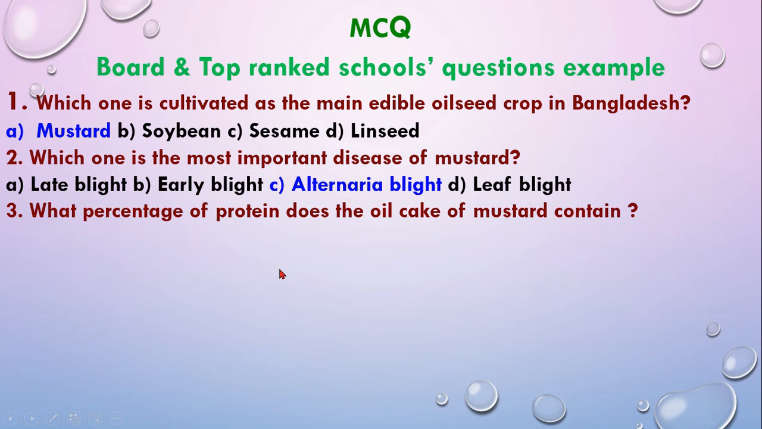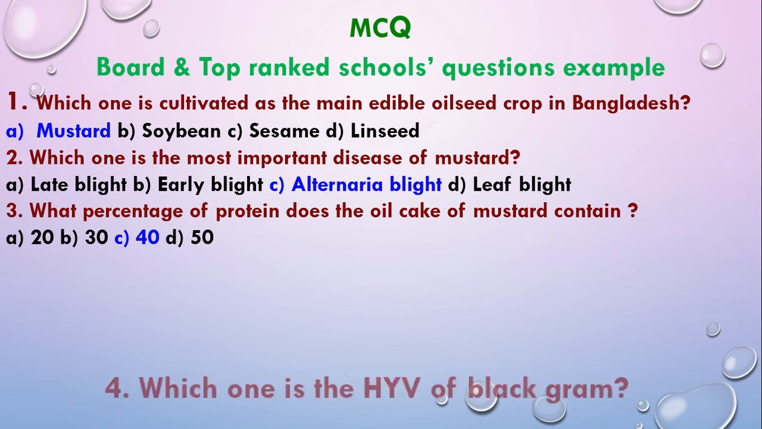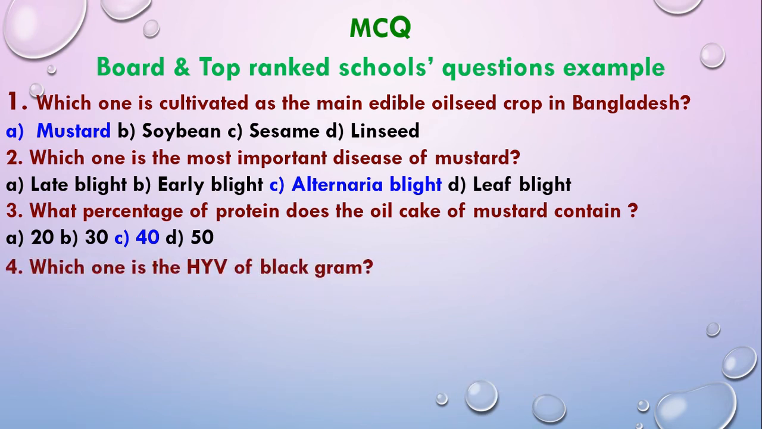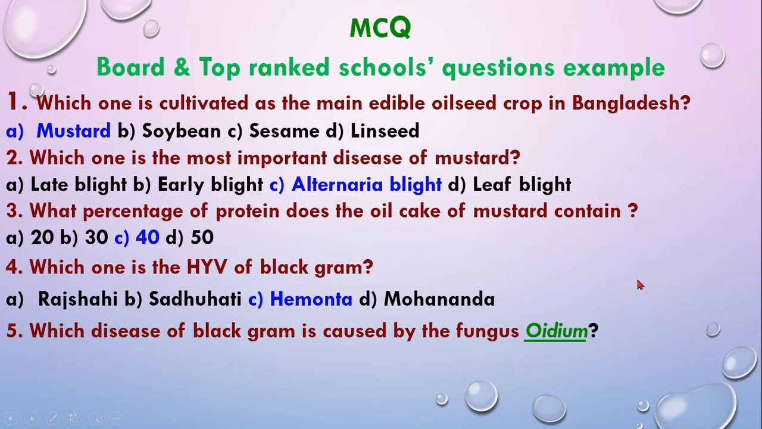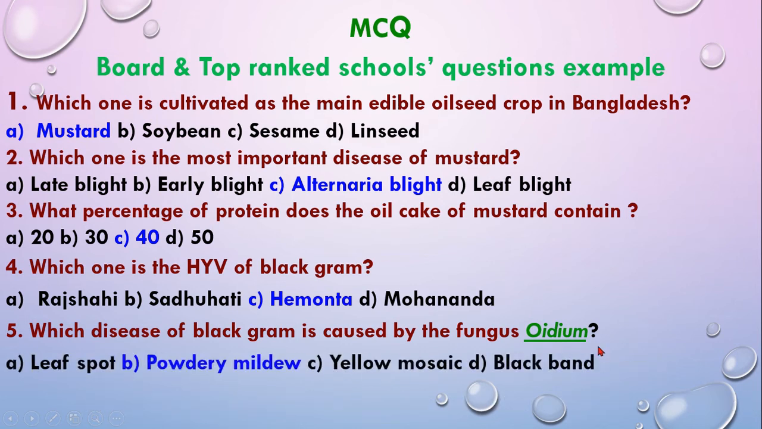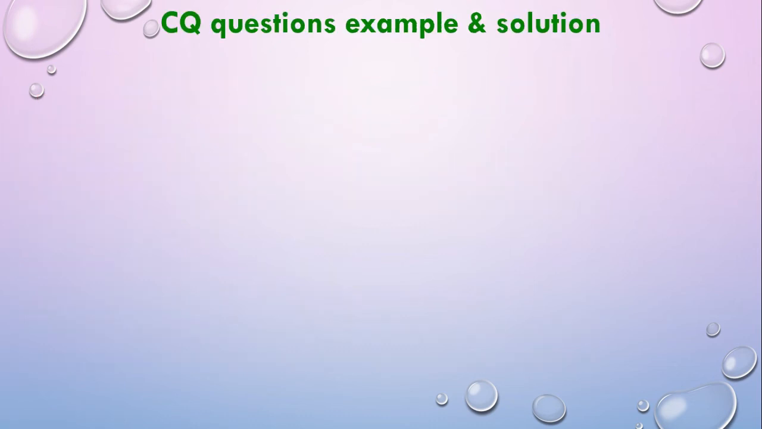Then, what percentage of protein does the oil cake of mustard contain? Which is 40%. Next question: which one is the HYV of black gram? That means high yielding variety of black gram. The answer is Hemanto. And which disease of black gram is caused by the fungus Oidium? I told you before as well, and the answer will be powdery mildew. So this is an example of board and top rank school questions.